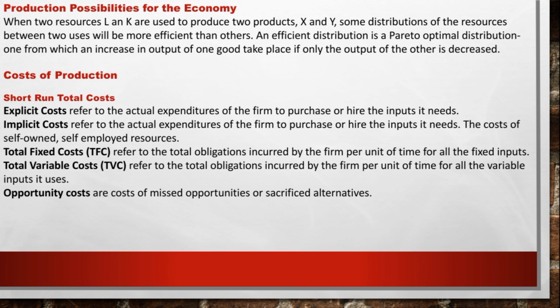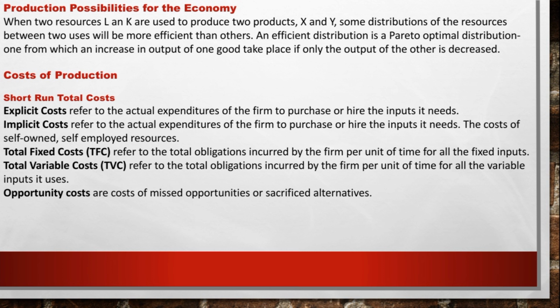Production possibilities for the economy. When two resources L and K are used to produce two products X and Y, some distributions of the resources between the two uses will be more efficient than others. An efficient distribution is a Pareto optimal distribution, from which an increase in the output of one good takes place only if the output of the other is decreased.